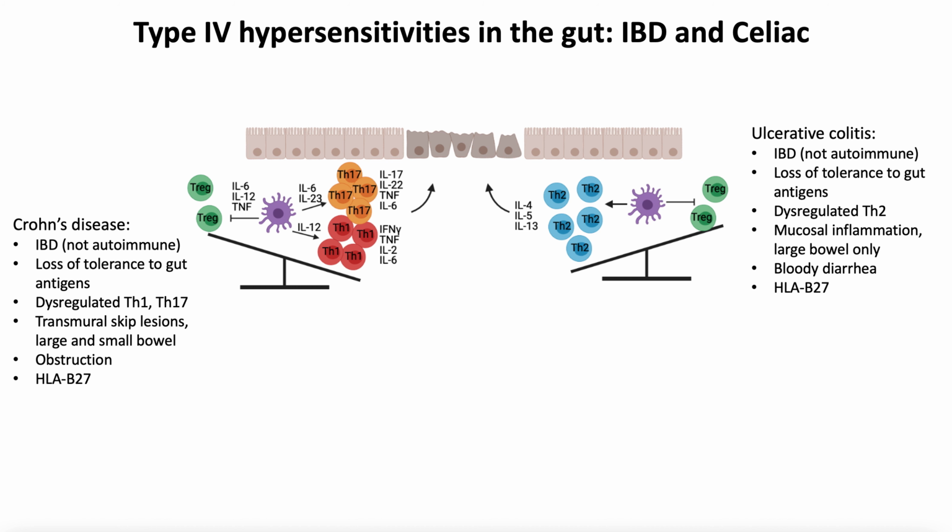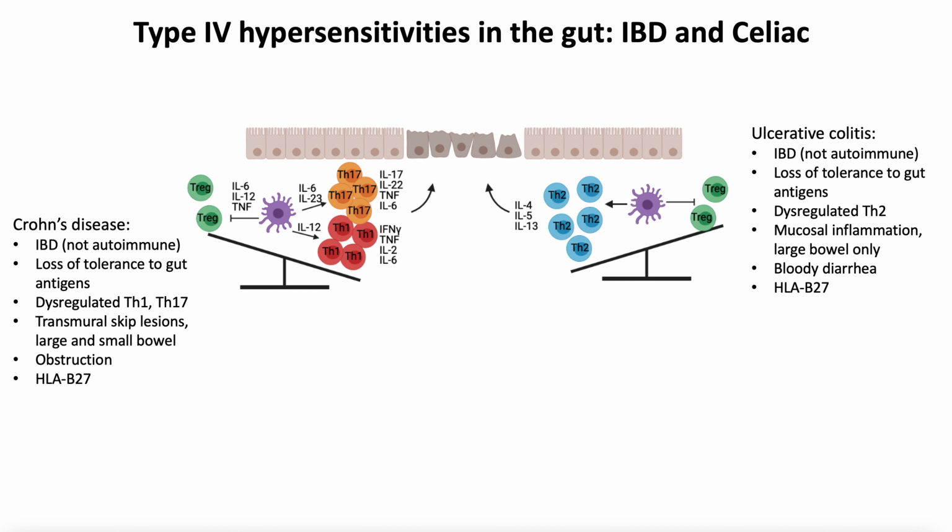A second example of inflammatory bowel disease is ulcerative colitis. Again, this is also not an autoimmune response, but again, a loss of tolerance to gut antigens. And this is thought to be mediated, at least in part, by dysregulated Th2 cells, leading to mucosal inflammation in the large bowel and bloody diarrhea. And again, this is also linked to HLA-B27.